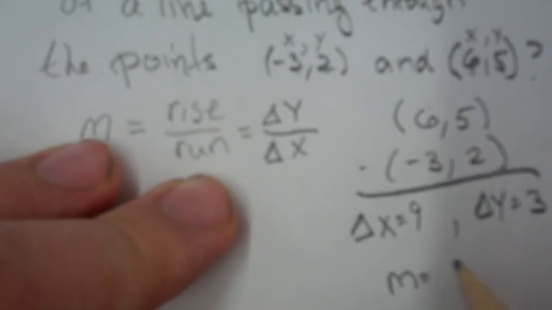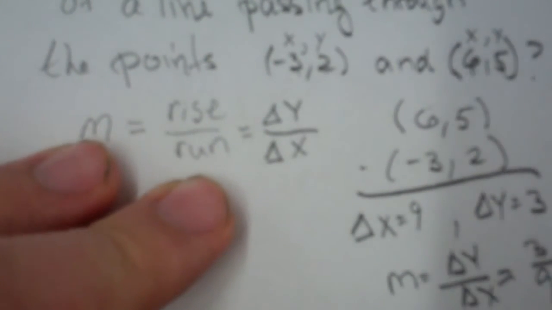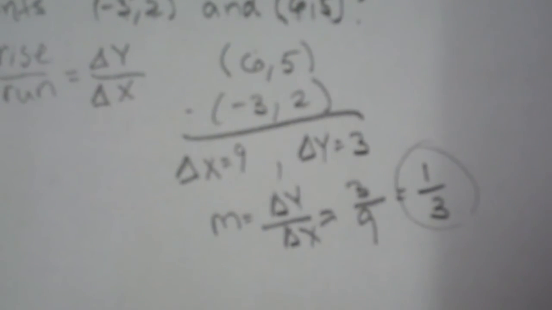So the slope is the change in the y divided by the change in the x, which is 3 over 9, which can be reduced to 1 over 3. So the slope is 1 over 3.